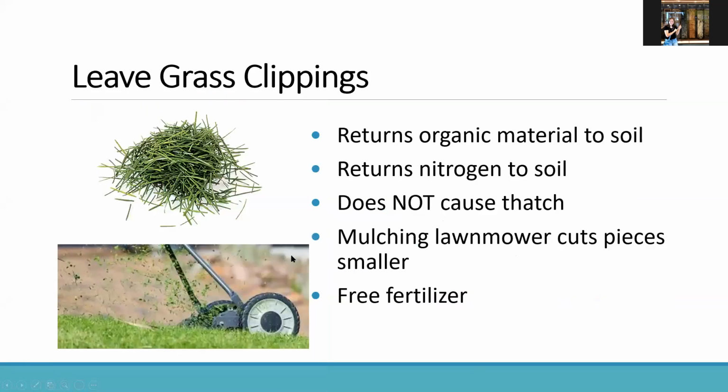The next thing you'll want to do is leave your grass clippings. Now, this is a really wonderful strategy because it helps return the natural cycle of nutrients. So it returns organic matter back to the soil, which helps improve your aeration. It helps return nitrogen to the soil. And so these are free fertilizers. And contrary to popular belief, leaving your grass clippings does not cause thatch. But if you're worried that your grass clippings are still a little too large, you can always use a mulching lawnmower to cut them into smaller pieces.